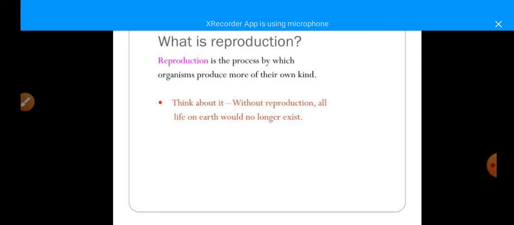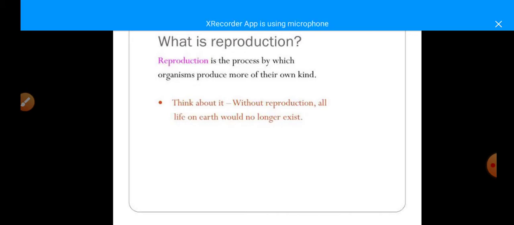So we've talked about movement. We've said that all living things are made up of cells. We've talked about respiration. We've talked about nutrition. We've talked about irritability. We've talked about growth. So now I want to talk about reproduction. All living things reproduce themselves. They give birth to themselves.